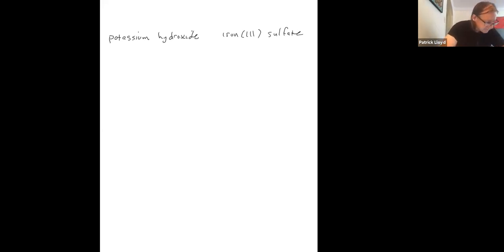Okay, so potassium. Potassium is K. It's in group 1A, so it's K plus. Hydroxide, polyatomic ion, OH minus. The second reactant, iron 3. That's Fe for iron, and its charge is +3. And then you've got your sulfate again, SO4 2 minus.